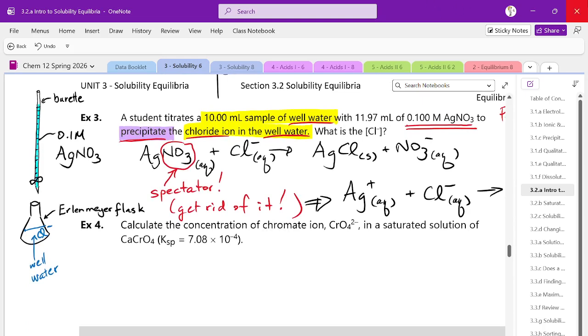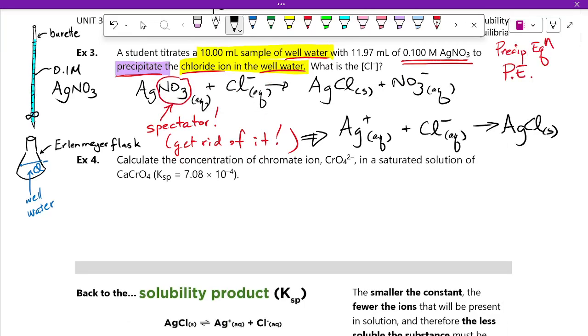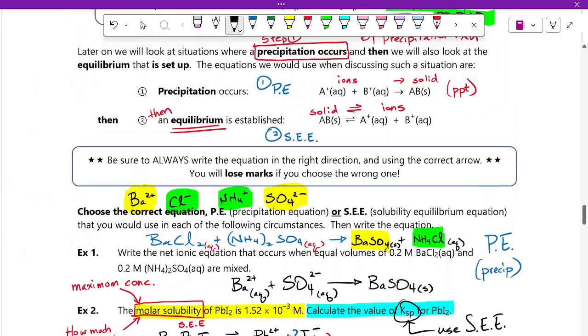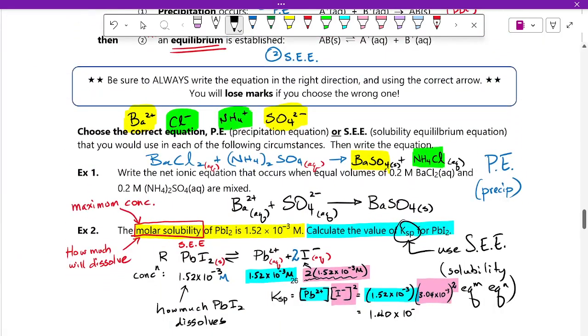So if we have... you just have to write the net ionic. If you want to write the whole thing, it's optional. So this last one out of these questions here, if you recall yesterday, we were looking at choosing between the precipitation equation and the solubility equilibrium equation.